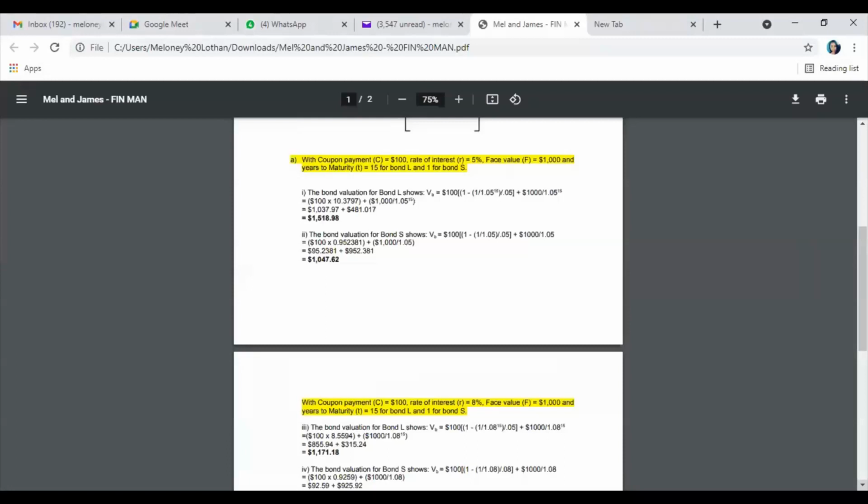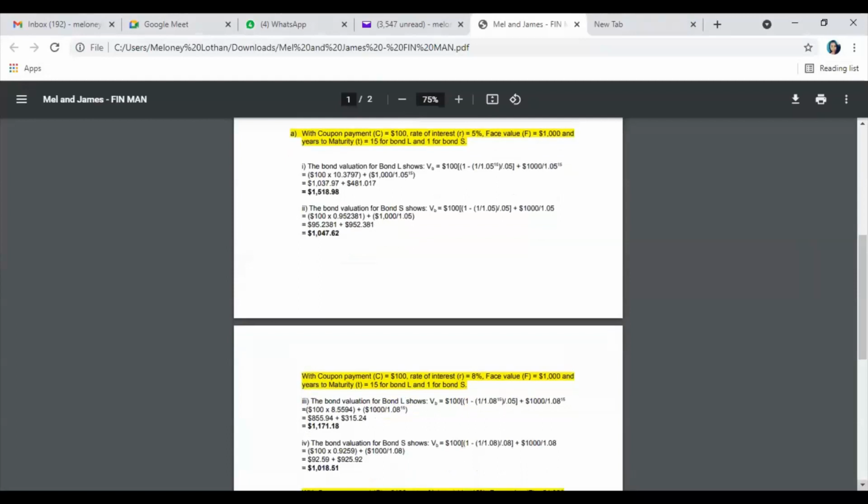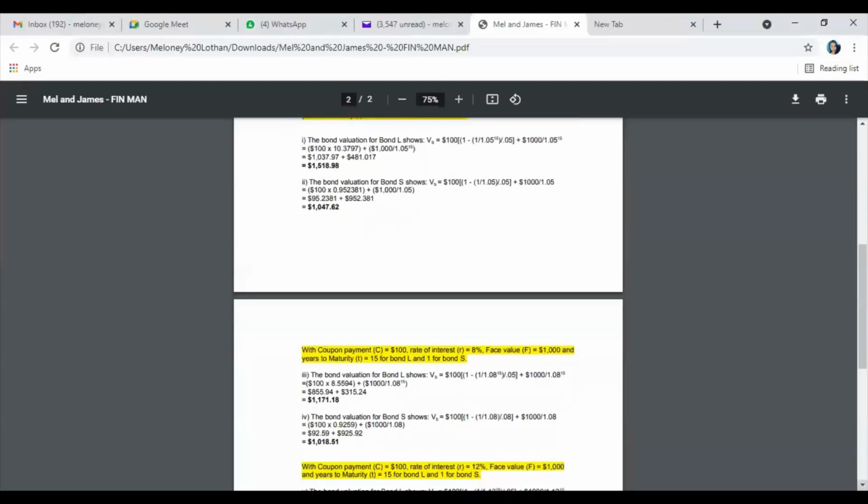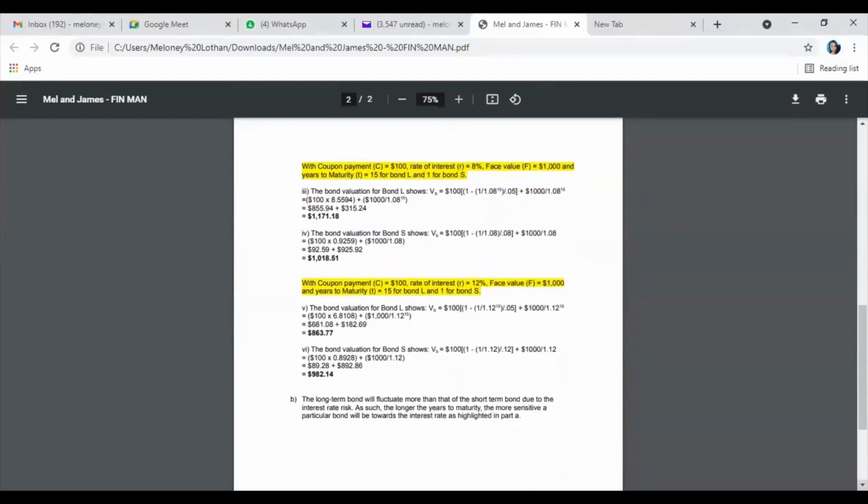We'll be replicating that in the short-term series. In this case, we'll have T being 1. Any number raised to the first power is just the number, so let's go. When we do this, we will have 100 times 0.952381 plus 1,000 divided by 1.05. Those results will produce a figure of $1,047.62.